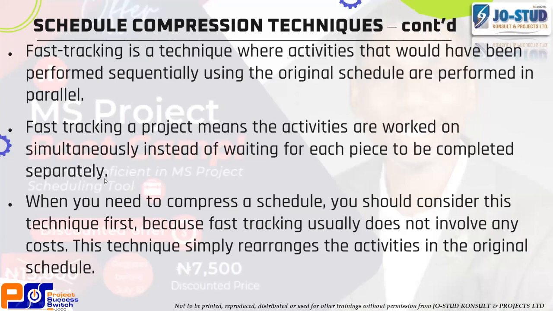You will see the disadvantage later. Now, when you need to compress a schedule, you should consider this technique first, because fast tracking does not add cost to the project. It simply rearranges the activities in the original schedule, which is what you have seen me do here with this training project, just to make sure that I compress my duration, which at the end of the day went to 55 months. I compressed it back until I get my 48 months, because that's what the clients wanted.